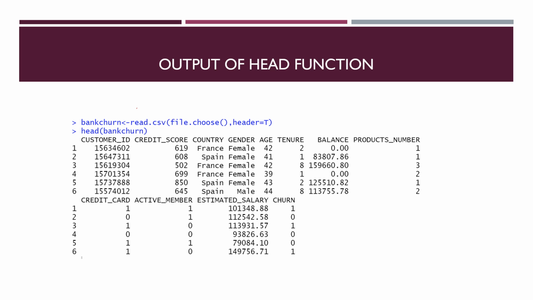This is the output of the head function. As you see in this slide, the credit card and active member variables are 1 or 0. Credit card 1 or 0 indicates whether the person is holding a credit card, then it is 1. If he or she doesn't hold a credit card, it is 0. So this variable needs to be treated as a factor variable, and so also the variable active member. The active member variable takes value 1 if the member is active, and if the member is inactive, it takes value 0. So again, this variable needs to be treated as a factor variable.